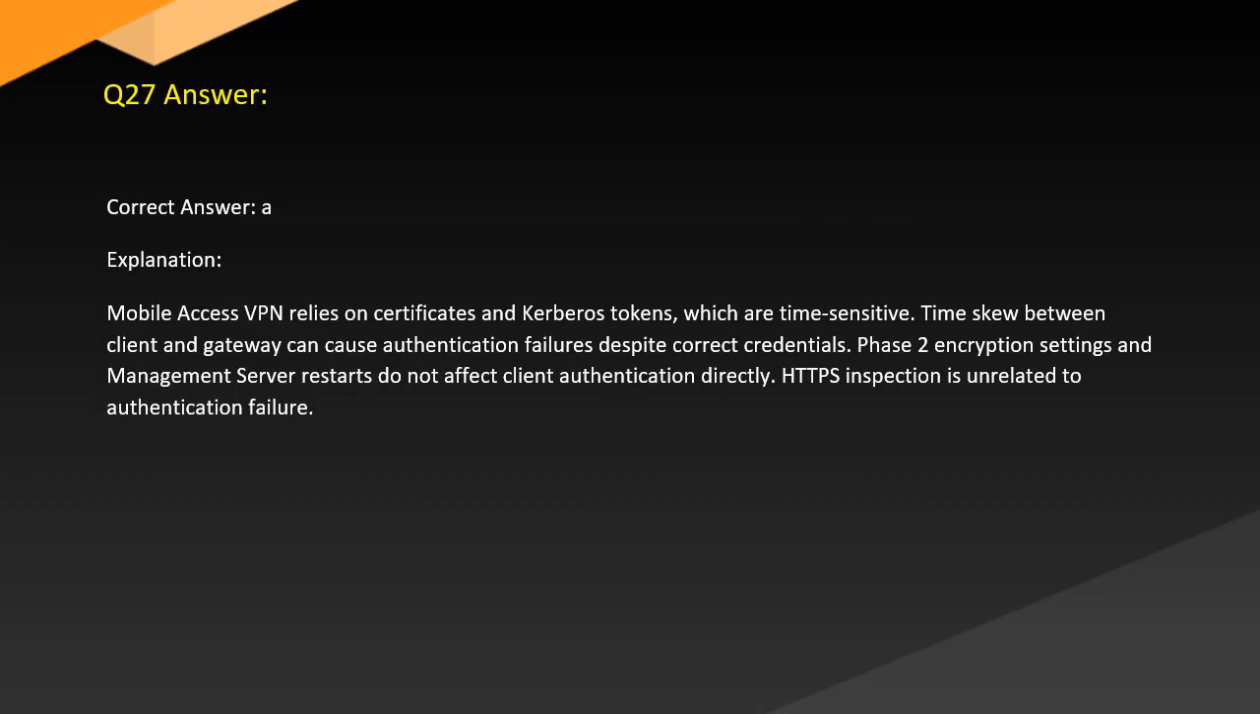Answer. Correct answer: A. Explanation. Mobile access VPN relies on certificates and Kerberos tokens, which are time-sensitive. Time skew between client and gateway can cause authentication failures despite correct credentials. Phase 2 encryption settings and management server restarts do not affect client authentication. Direct HTTPS inspection is unrelated to authentication failure.